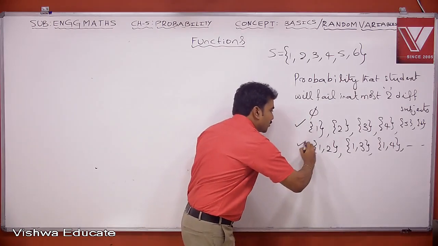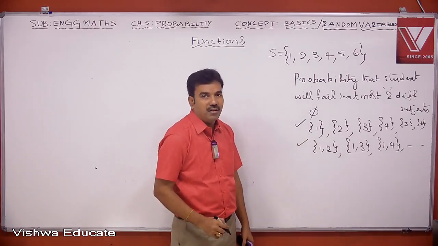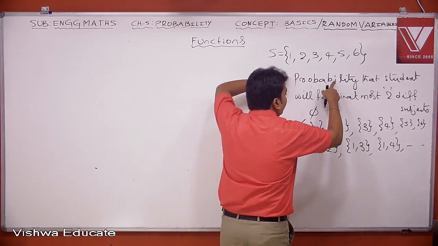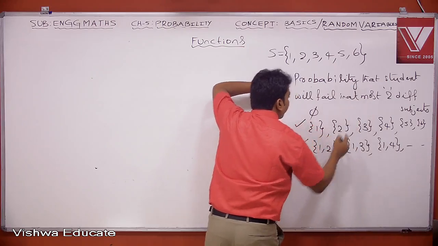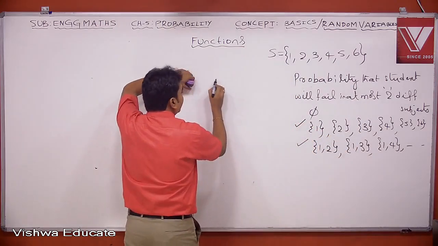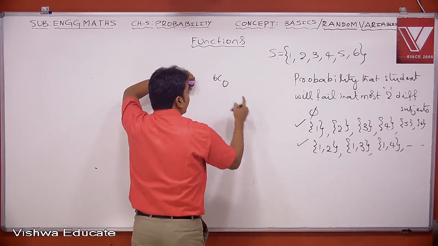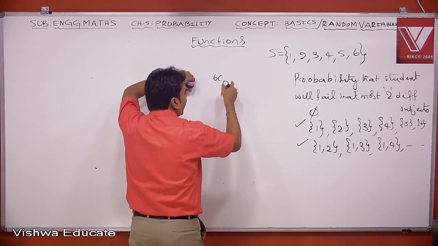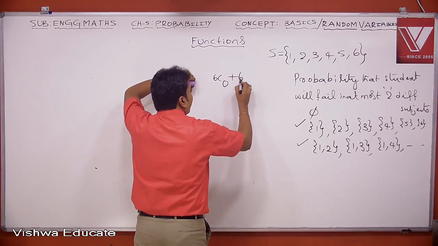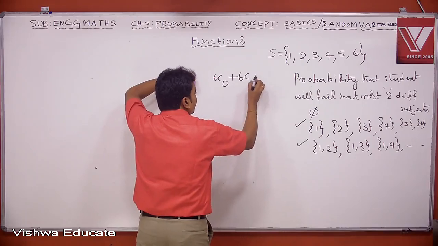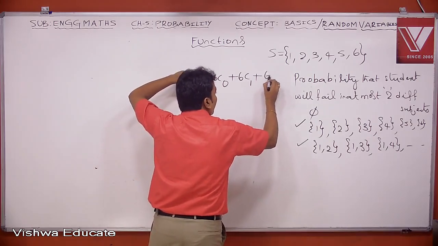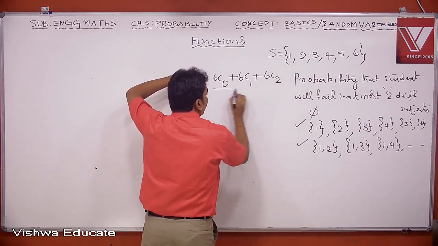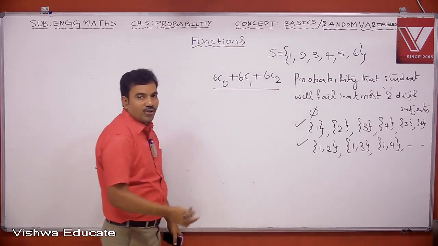All these are subsets of S having 2 elements. Therefore, what is the probability that the student will fail in at most 2 different subjects? So this is 6C0, that means the student is not failing in any one of the subjects, or the student may fail in only 1 subject, so 6C1, plus the student may fail in 2 different subjects, divided by the total number of chances.